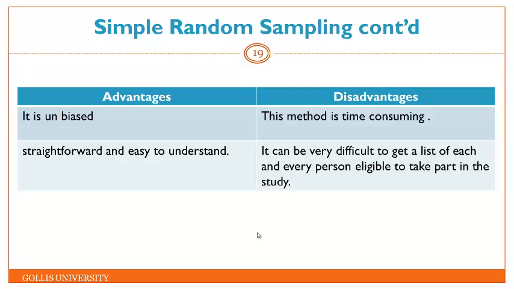This method actually is good, and it also has its own shortfalls or disadvantages. The advantage is that the method is unbiased, yes, because everybody has an equal chance of being selected, and it is also straightforward and easy to understand. But the disadvantage is that it is time consuming, and it can be very difficult to get a list of each and every person who is eligible to take part in the study. Because of getting that list, it might be difficult. That's why it makes this method somehow challenging.